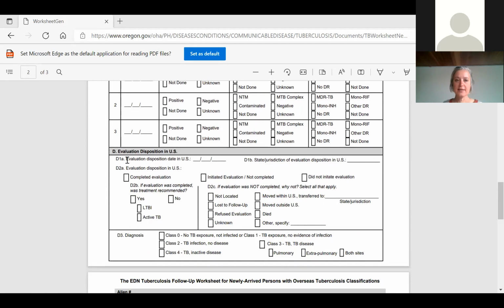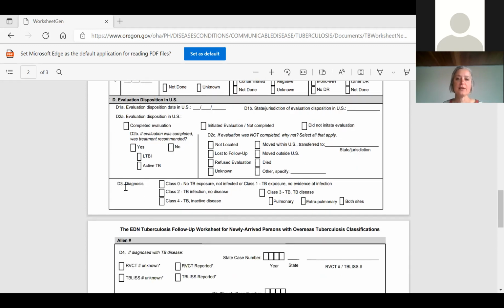All right, D1 here is kind of a tricky question. This is the evaluation disposition date. So this is basically kind of the day that you decided what this patient has, right? Do they have TB disease or whatever? So I would say that it's probably going to be for us 7/25/2018. That was the day that we got the normal chest x-ray back, because that's the day we figured out the person has latent TB infection. So then you'll move on to D2 and you'll say completed evaluation, yes, and that they have latent TB infection, assuming you got all that done.